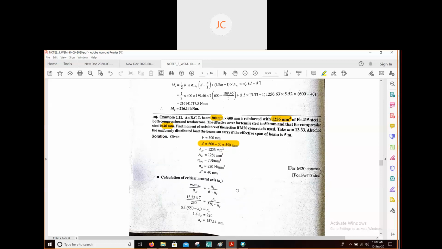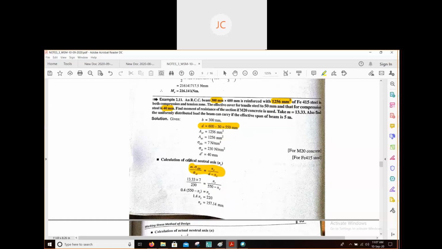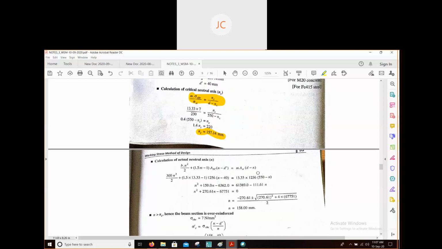So critical neutral axis, same formula. By this formula, we have to find out critical neutral axis. From this formula, we have got critical neutral axis is 157.14. Next, this is the formula to find out actual neutral axis. By using this formula, we have got N equal to 158. After comparing these two values, N is more than NC. Therefore, the section is over-reinforced.